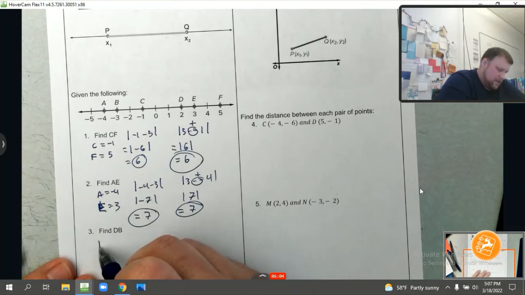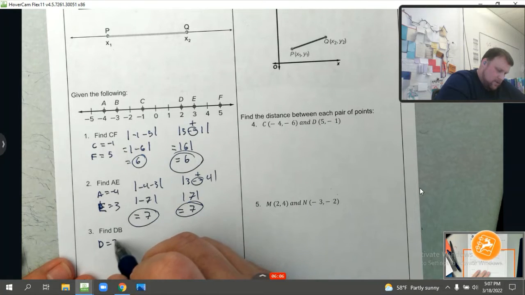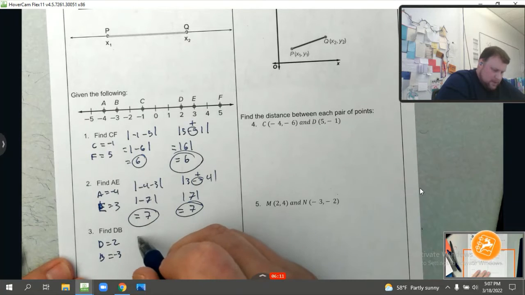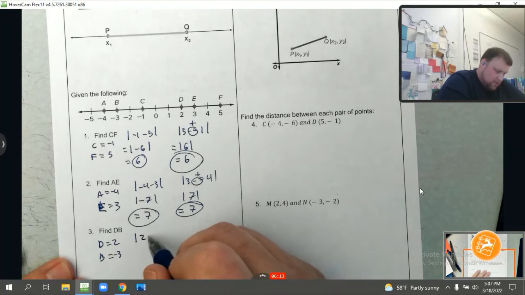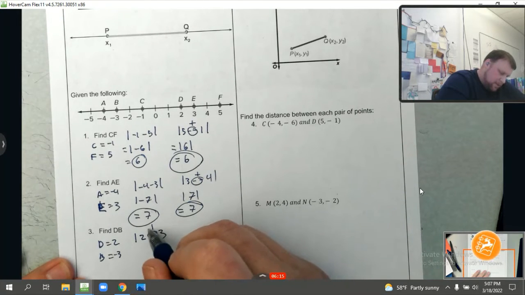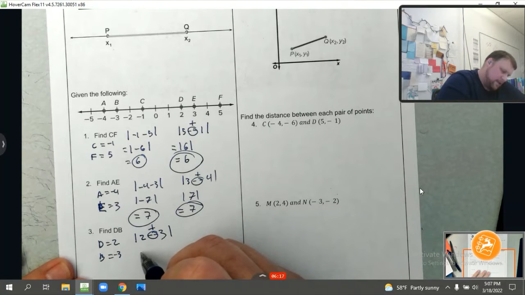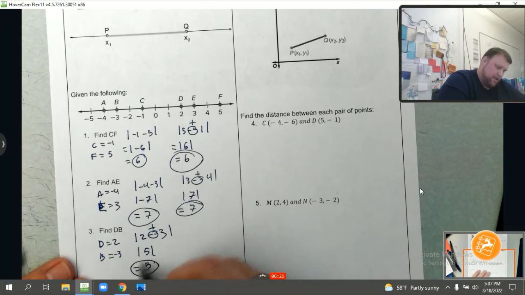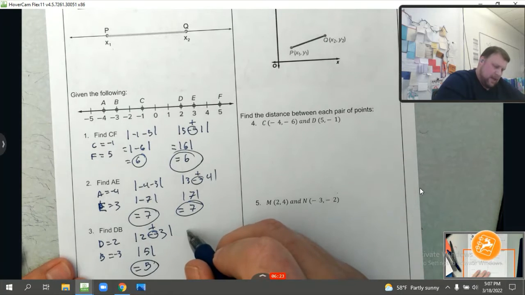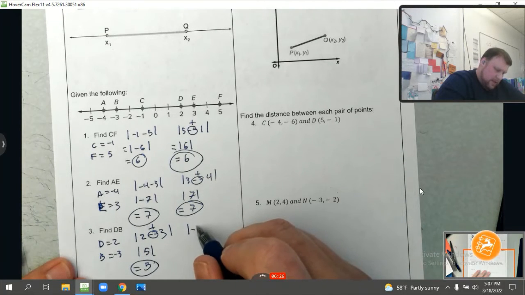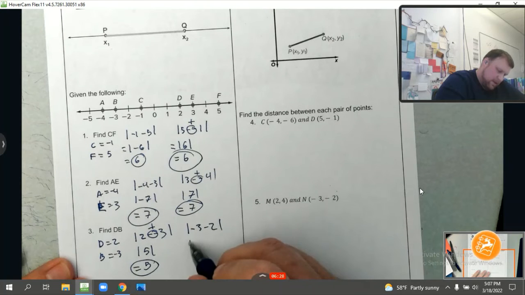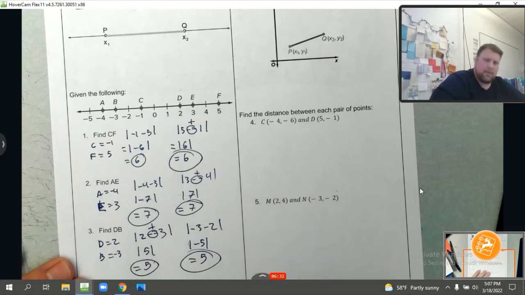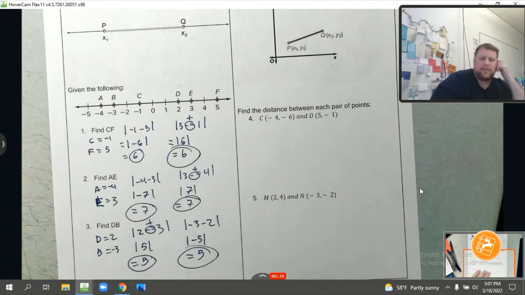And DB, let's look. D is 2. B is negative 3. The absolute value of 2 minus negative 3, those become a plus, and I get the absolute value of 5, which equals 5. Boom. Distance of 5. And we can do it the other way, which is negative 3 minus 2. Absolute value of negative 5 is still 5. Been a while since we've seen absolute value signs, but we've done them before.